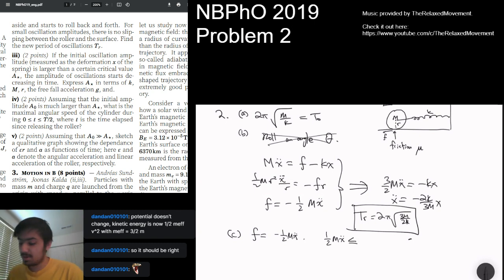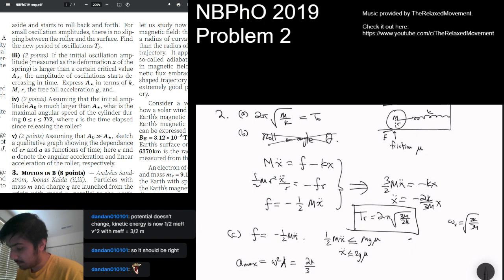So I'm trying to solve for the static regime. It always has to be less than or equal to mg mu. If this is ever violated, you're done. But x double dot in terms of the amplitude, the maximum acceleration, is just A omega squared. And omega here, omega r is root 2k over 3m, so it's just omega squared A, so it's going to be 2k over 3m times the amplitude. And we need this to always be less than or equal to 2g mu. So this implies that this A star value that I care about is equal to 3mg mu over k.